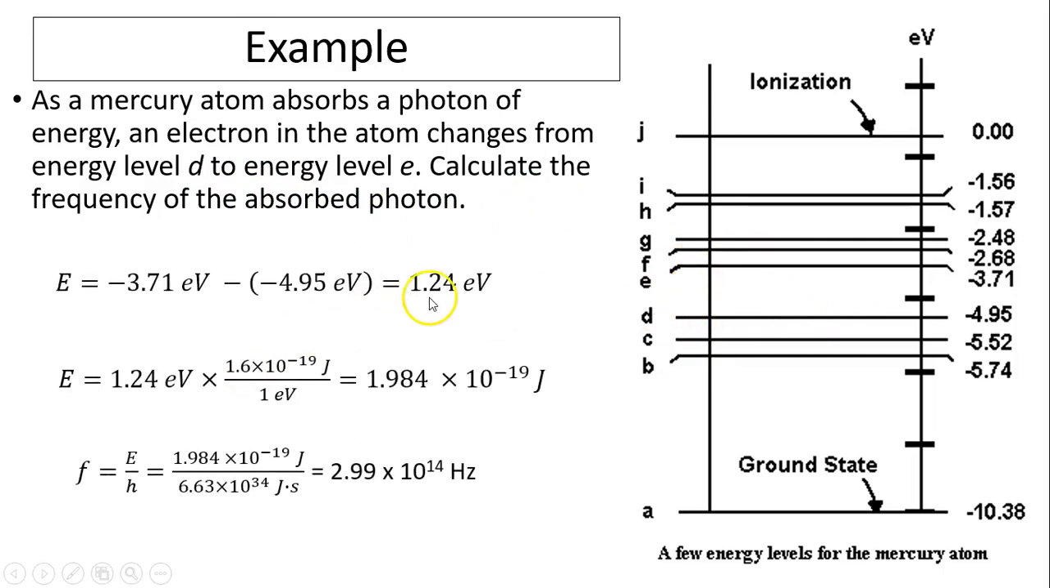take a look at the energy level difference, 1.24 electron volts. Again, convert electron volts to joules. You multiply by 1.6 times 10 to the negative 19. So this is how many joules. To find frequency, you have to use frequency equals E divided by Planck's constant. So you will have 2.99 times 10 to the 14 hertz.